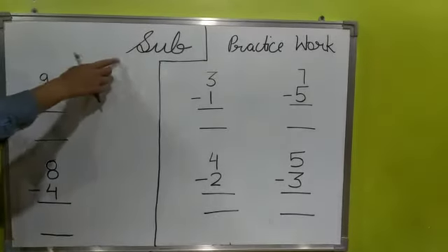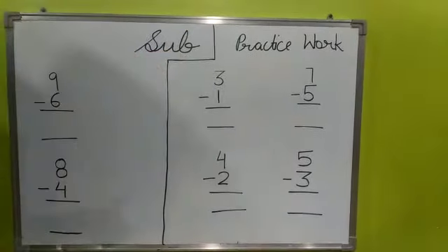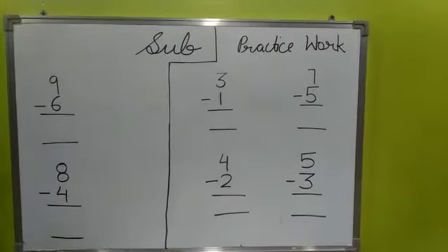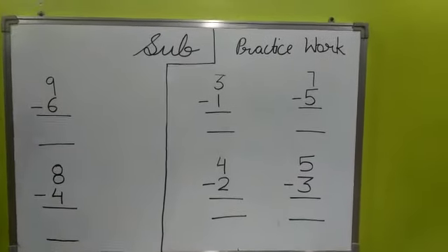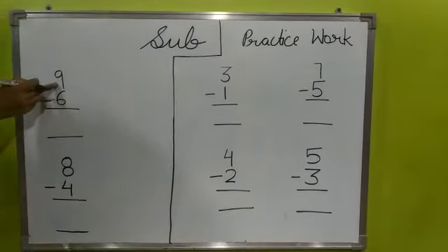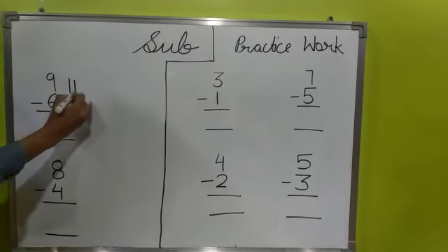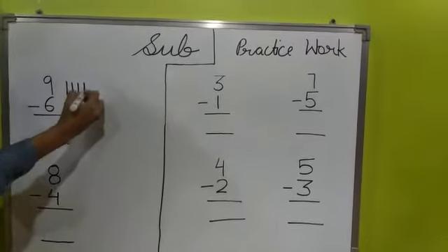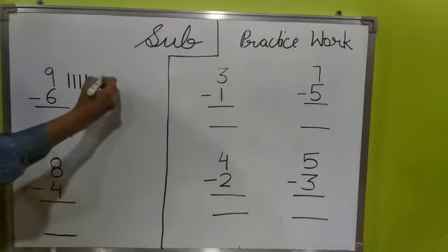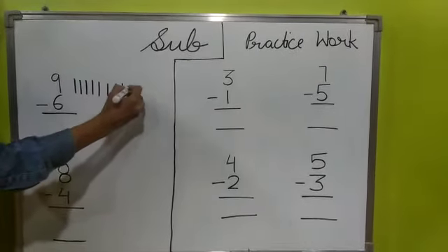Today we will recall subtraction. This we have already done in our previous classes. So let's recall it. What I have written here? 9. So make 9 lines. 1, 2, 3, 4, 5, 6, 7, 8, 9.